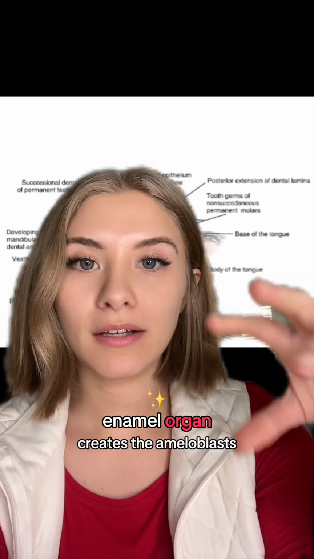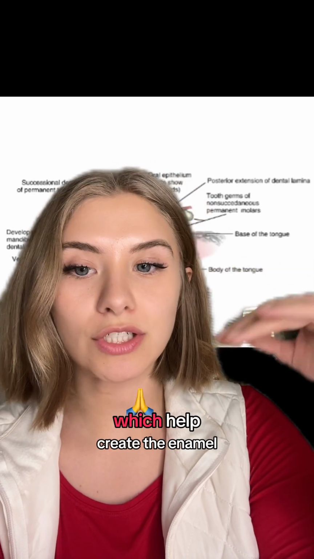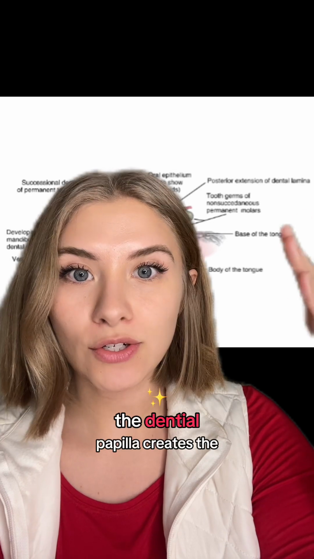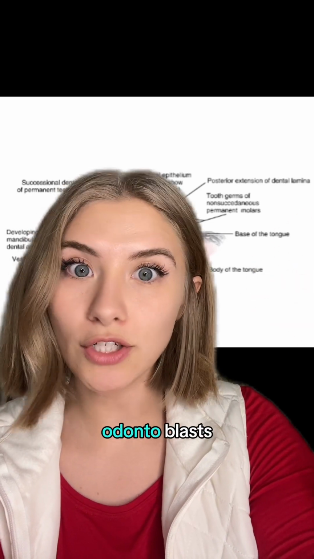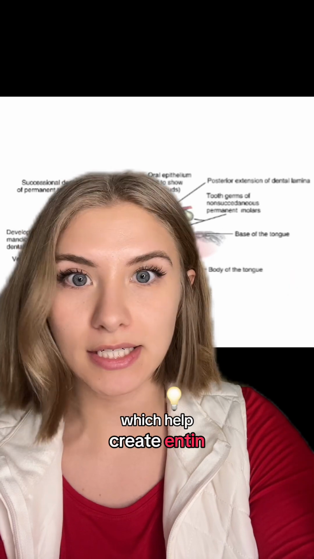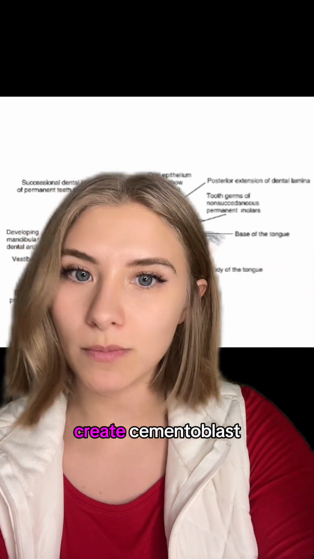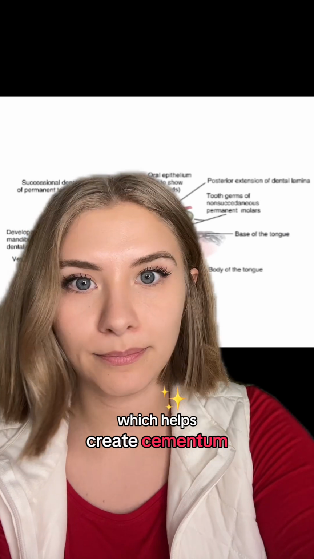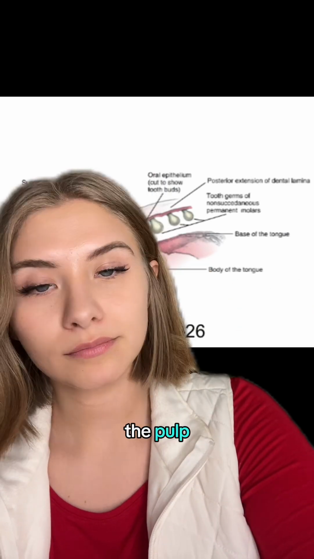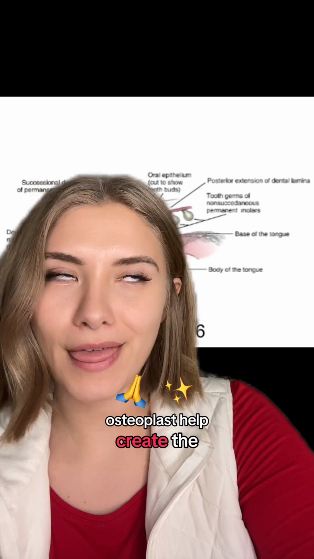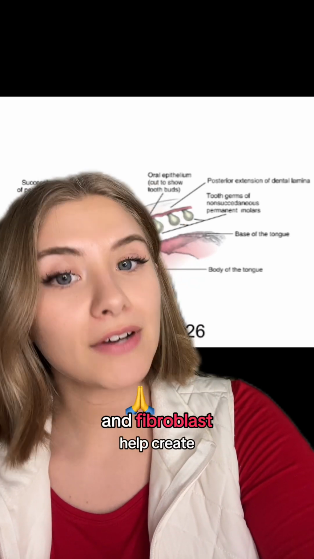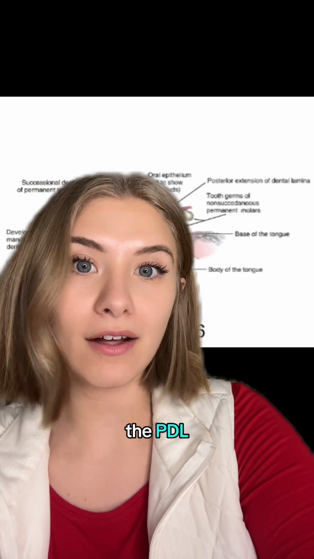Okay, quick summary. Enamel organ creates the ameloblasts, which help create the enamel. The dentinal papilla creates the odontoblasts, which help create dentin. The dental follicle helps create cementoblasts, which help create cementum. Central cells help create the pulp. Osteoblasts help create the alveolar bone. And fibroblasts help create the PDL.